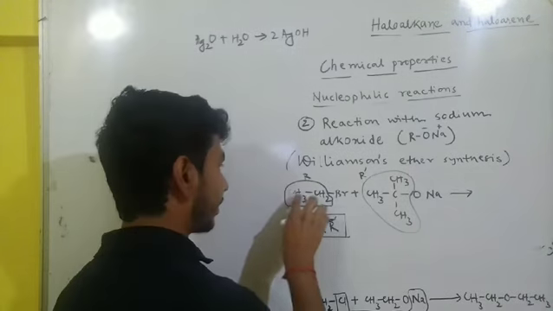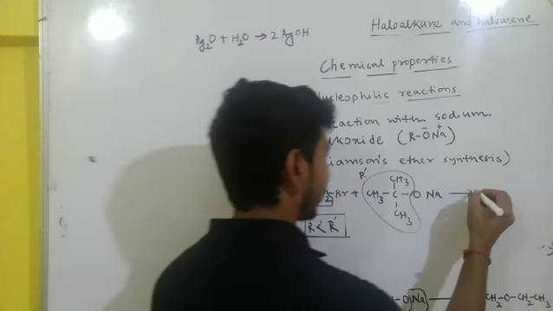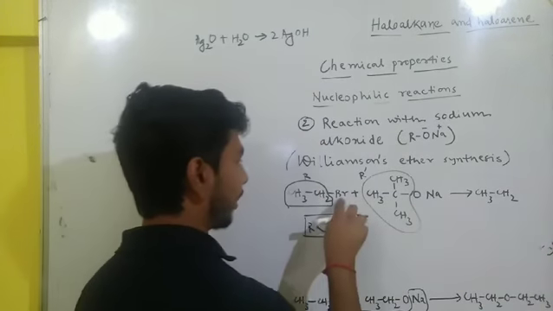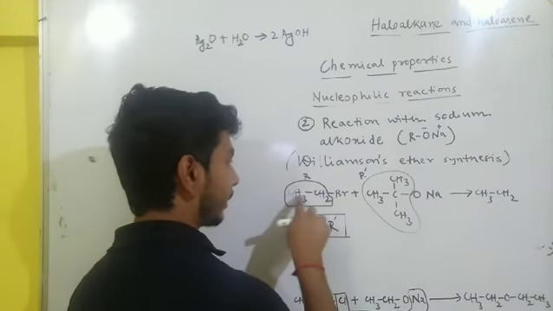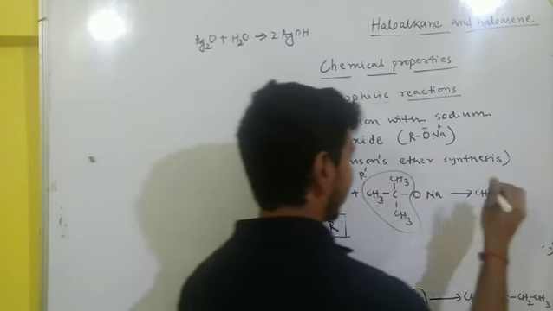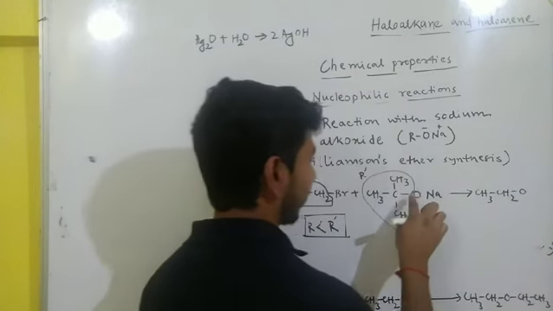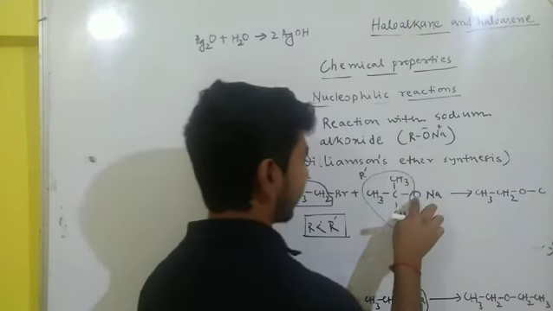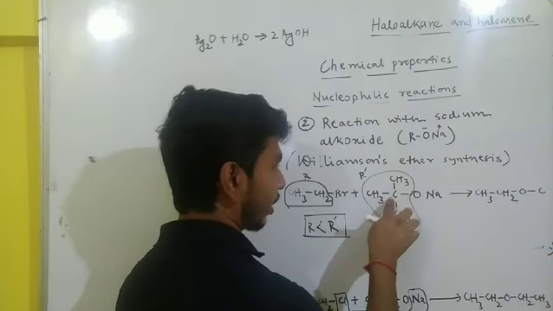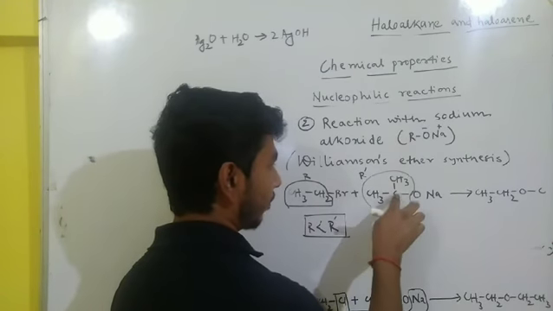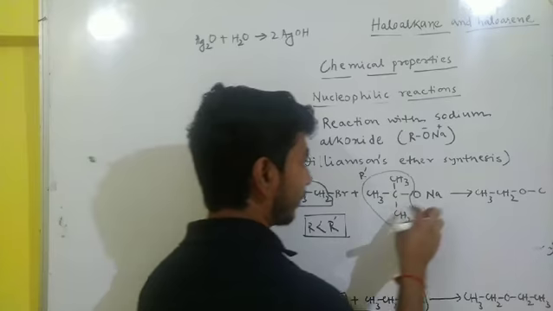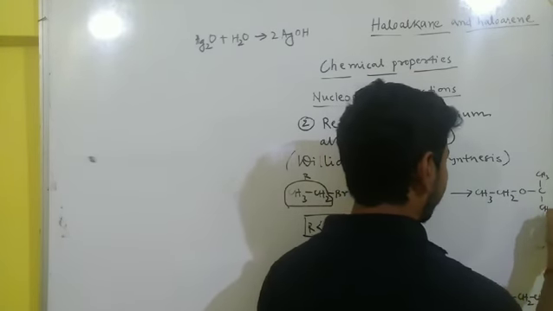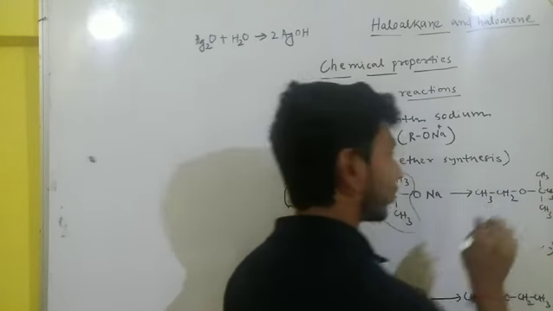So now the product is CH3CH2, next oxygen, and after oxygen there is a carbon. This carbon is bonded with 3 methyl groups: CH3, CH3, CH3. This is the product.